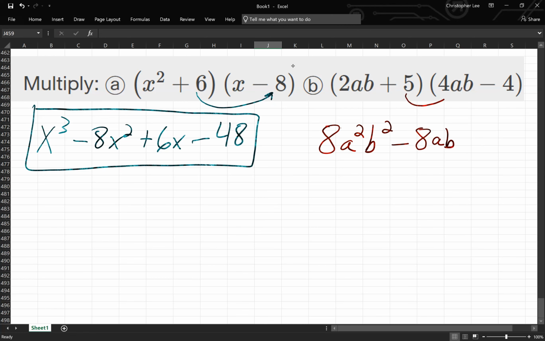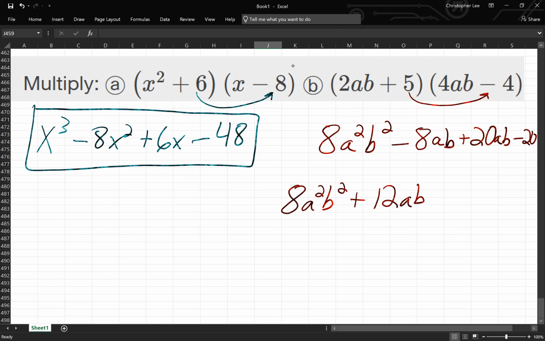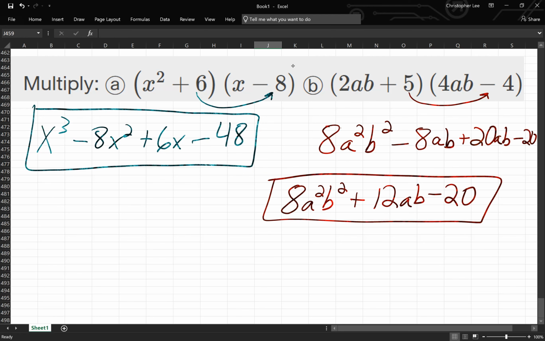Next, I'm gonna have 5 times 4ab, which is gonna give me a plus 20ab. And last but not least, 5 times -4 is going to give me a -20. After that, I want to combine like terms, right? So I'm going to have 8a squared b squared, plus, what's this going to be? 12ab minus 20. And this is my final answer right here.